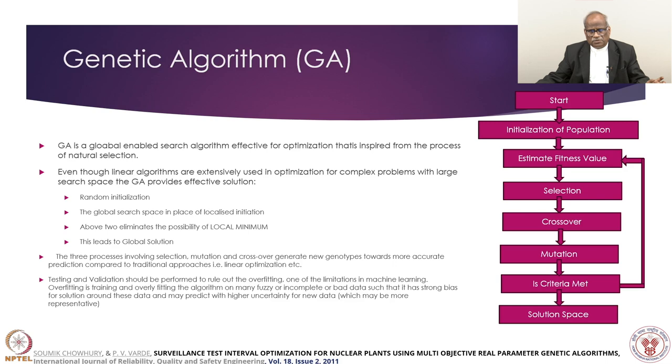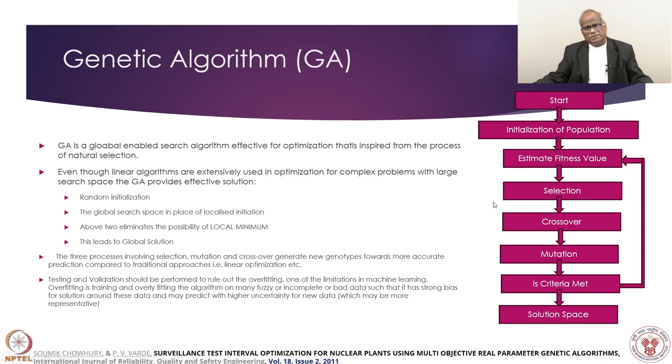There is also the genetic algorithm, with three principles: selection, crossover, and mutation. These form the core of the genetic algorithm. First, you have to start the algorithm and initialize the population. So random values are given to the population.